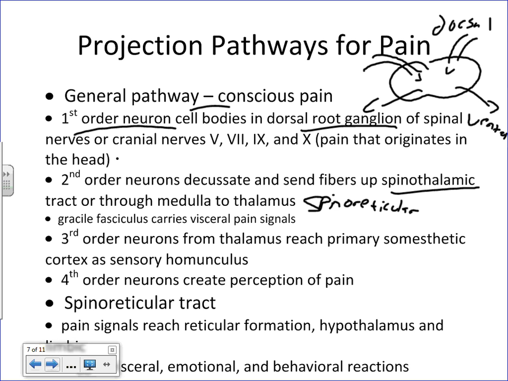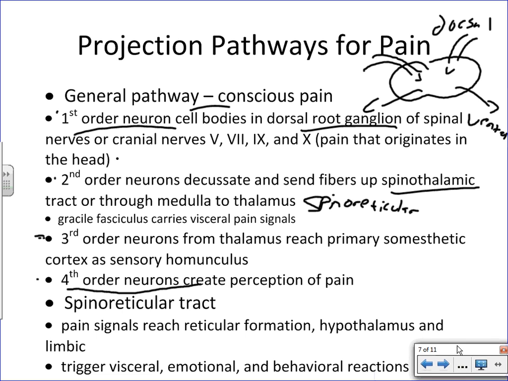And then the third order neuron, let's do the math. First order neuron is the receptor. Second order neuron is basically traveling from the cord up to the thalamus, and then the third order neuron is from thalamus to cortex, and then the fourth order neurons are the interneurons in the cerebral cortex that are allowing us to actually interpret pain.